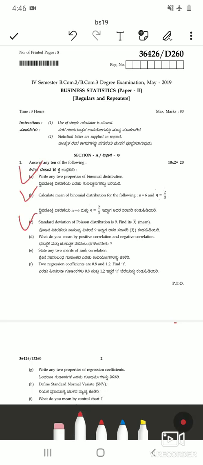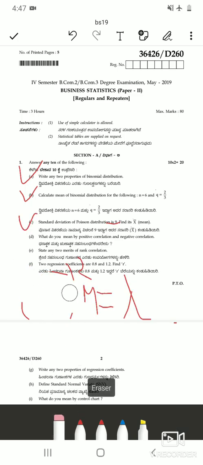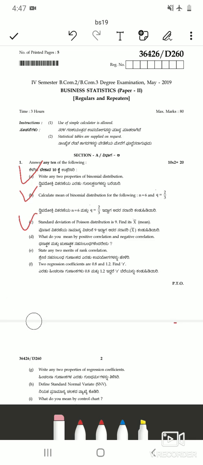And the third question is from Poisson distribution. The standard deviation of Poisson distribution is 9, then find its mean. So they have given standard deviation. The standard deviation of a Poisson distribution is square root of lambda, and they have asked to find out mean, that is lambda. So to get lambda, you have to square the standard deviation. So it is square of 9, that is 81 is the answer. So mean or variance for this is 81. I think I have solved this in your class. So 3 questions from first unit.